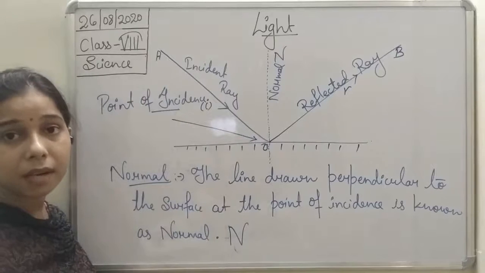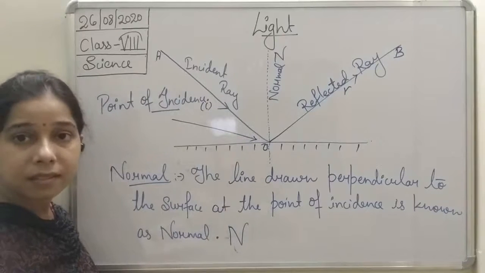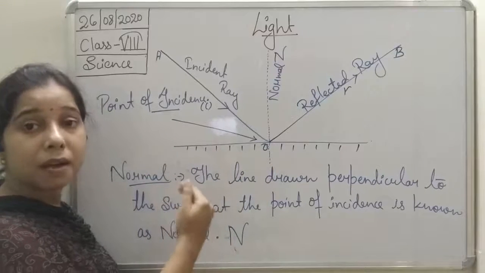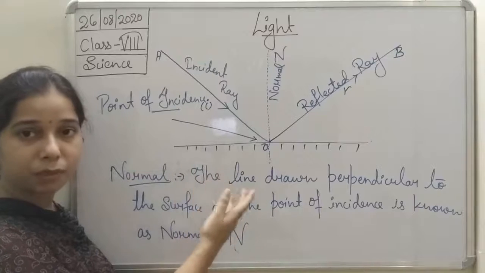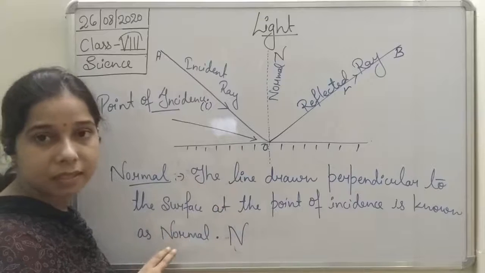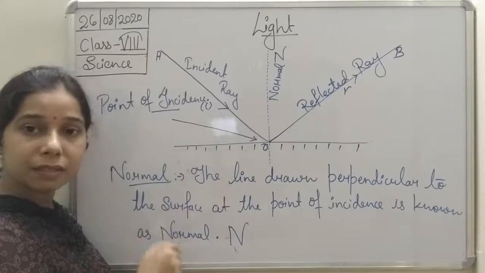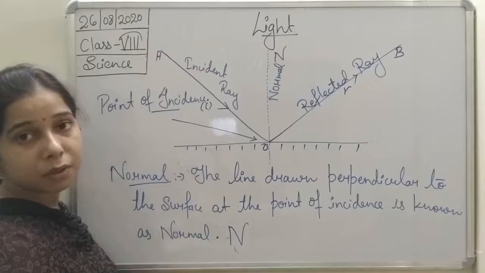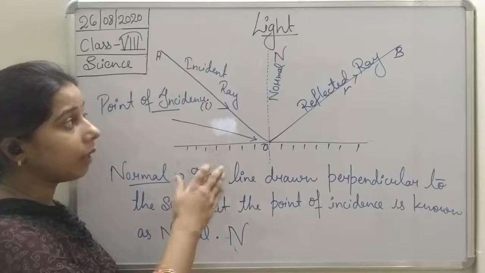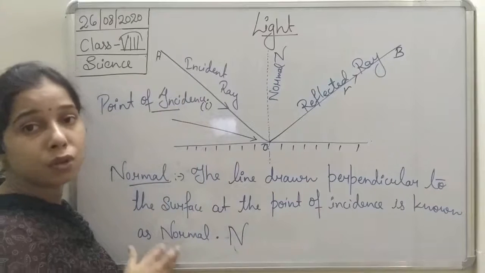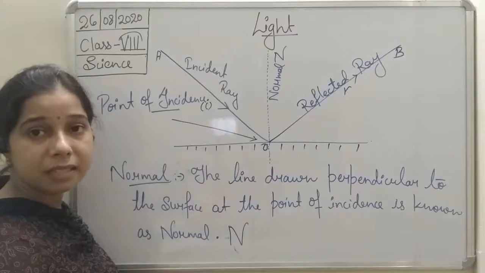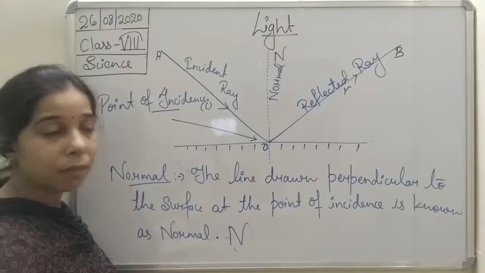The incident ray is represented by a small i. The ray which gets reflected, which bounces back from the point of incidence as it strikes the surface, we will call a reflected ray. The point at which the incident ray falls or strikes the surface is known as the point of incidence. A line which is drawn perpendicular to the mirror and which passes through the point of incidence is known as the normal ray.